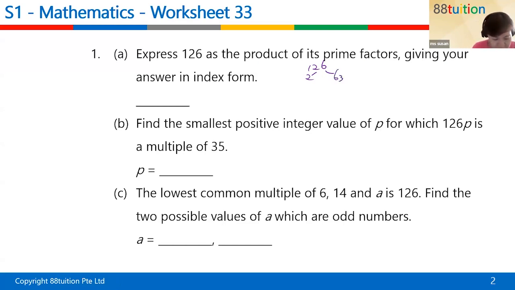63, then divided by 3 is 21, 3 and 7. So technically you have 3, 3 and 7.